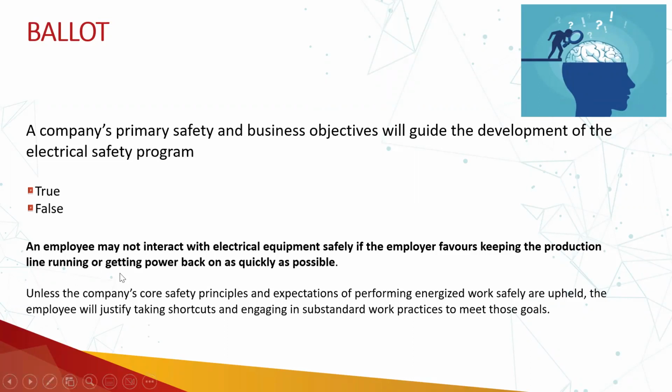An employee may not interact with electrical equipment safely if the employer focuses on keeping the production line running or getting the power back on as quickly as possible. Unless the company's core safety principles and expectations of performing energized work safely are upheld, the employee will justify taking shortcuts and engaging in substandard work practices to meet those goals.